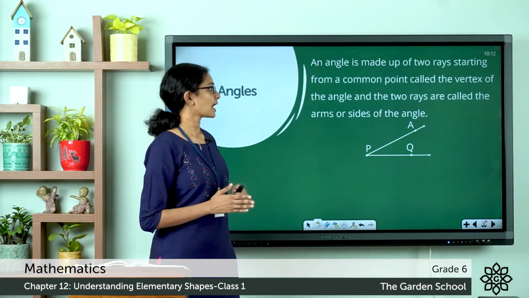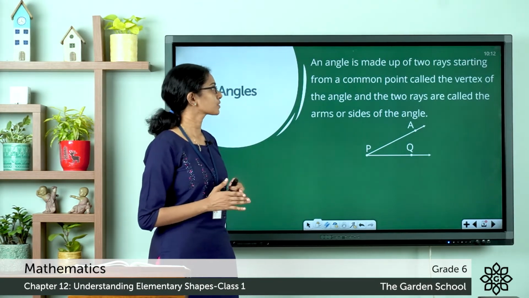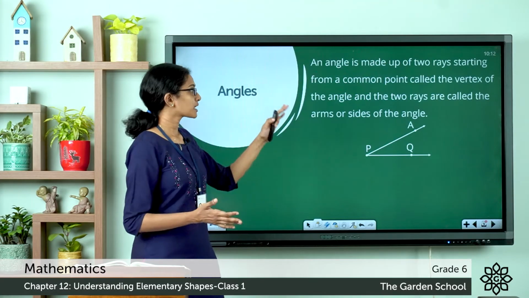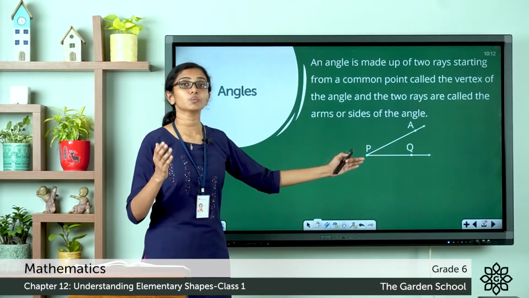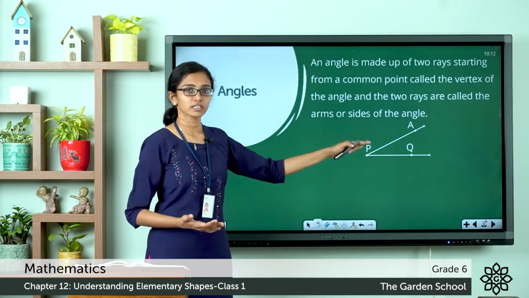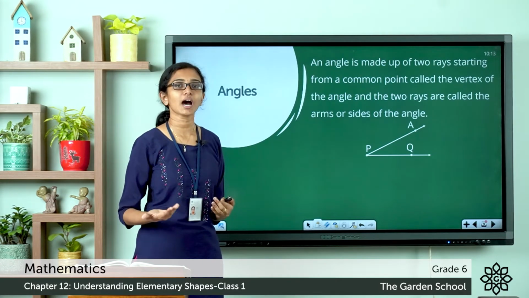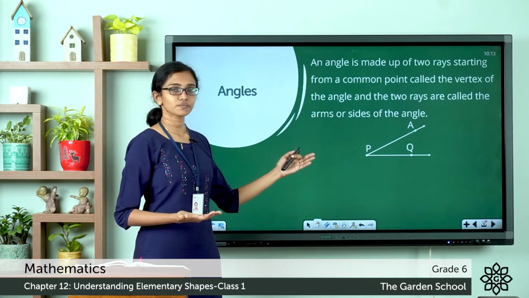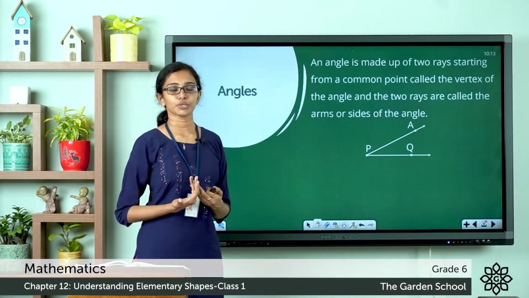So this is angle APQ or angle QPA. An angle is made up of two rays starting from a common point, and this common point is called the vertex of the angle. And the two rays forming the angle are called the arms or sides of the angle. So which are the arms of this angle? The arms of this angle are ray PA and ray PQ.